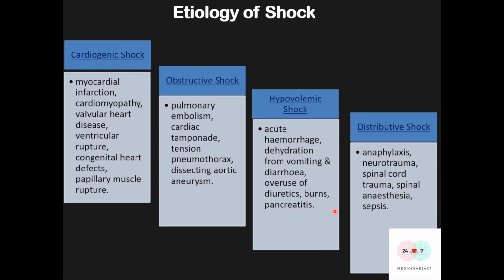Whenever there is fluid loss and that loss isn't compensated by increased fluid and electrolyte intake, there will be a consequence of hypovolemia. And increased hypovolemia leads to shock. Distributive shock is caused by anaphylaxis, neurotrauma to the spinal cord mainly, spinal anesthesia, and sepsis.